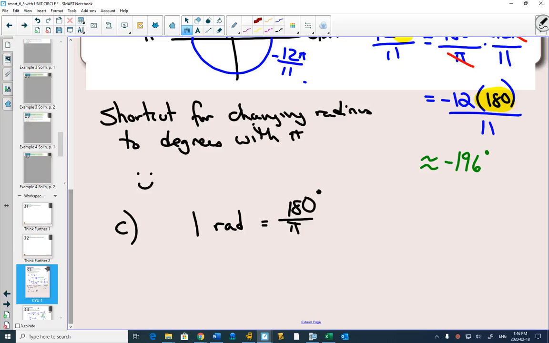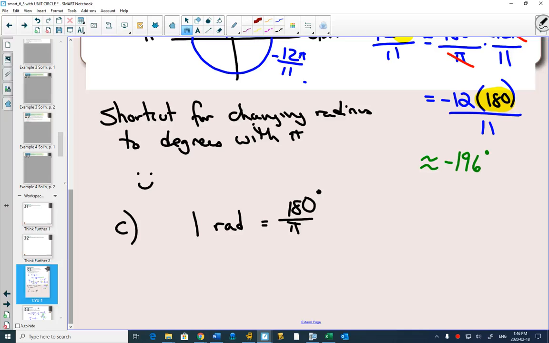Another way that I remember that this 1 radian is 180 over pi and not pi over 180: remember our triangle at the beginning where we made it just a little bit less than 60 degrees? Pi is pretty close to 3. 180 divided by 3 is 60 degrees. So pi being a little bit more than 3 will make that a little bit less than 60 degrees. I don't know if that helps you also remember that.